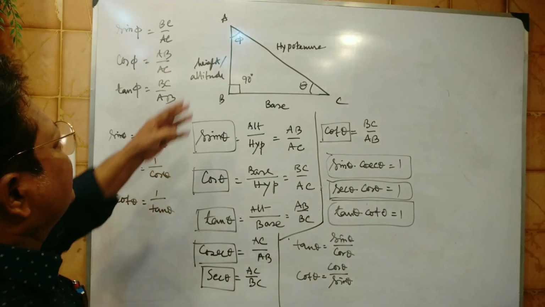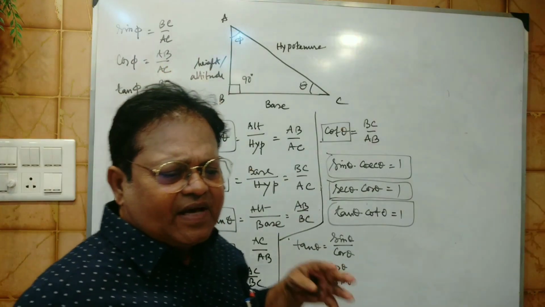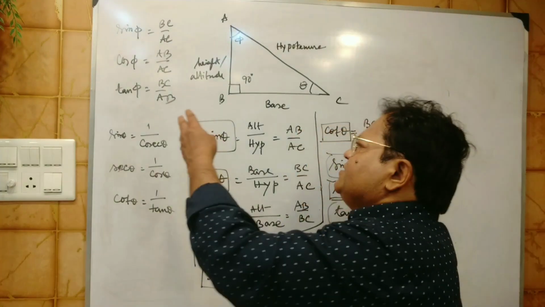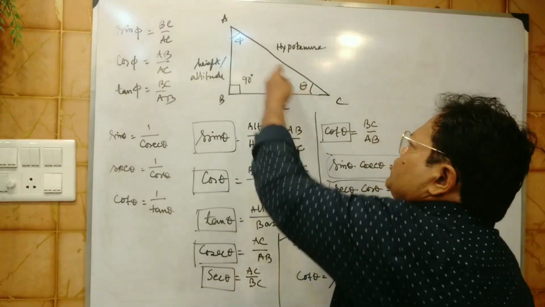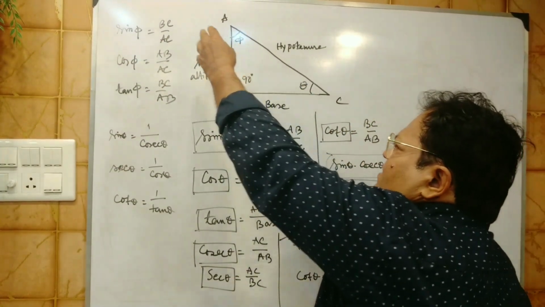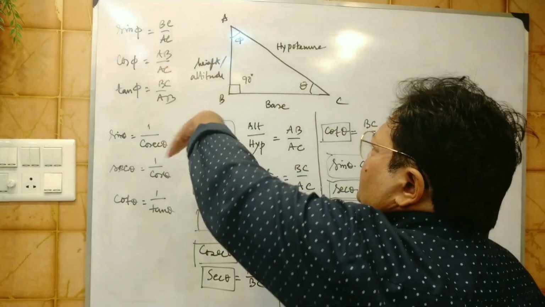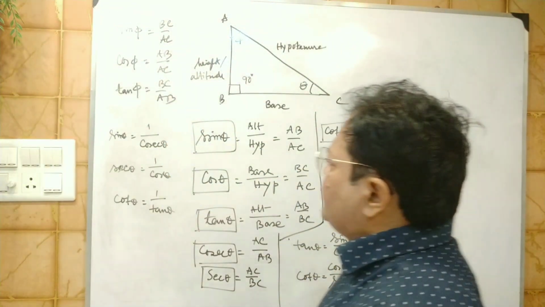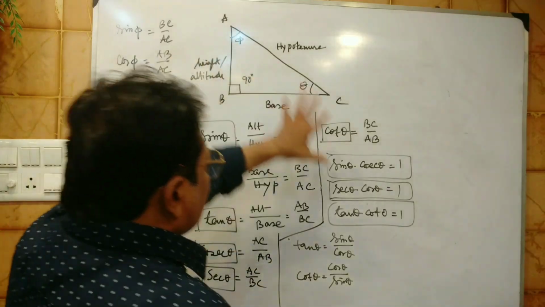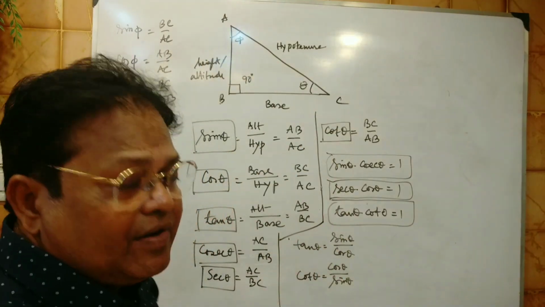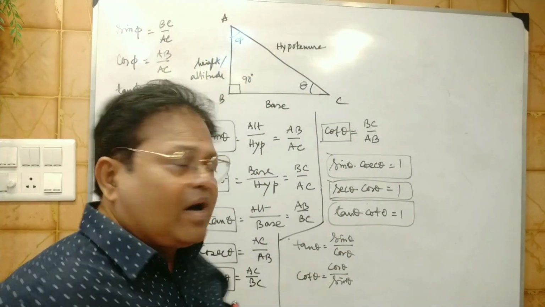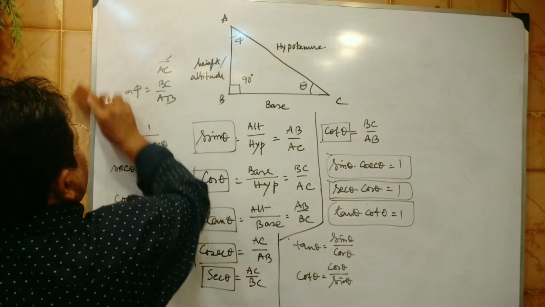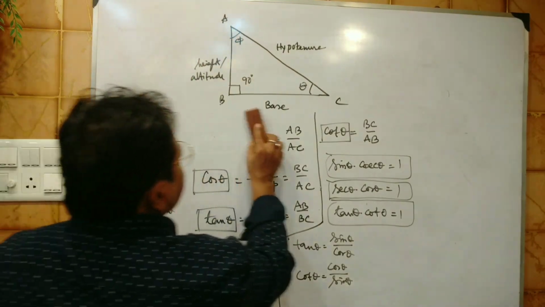In this way, the ratios will change if the angle theta changes. Suppose it is phi, then with the change of position, the ratios will change. This is all about the ratios of the total trigonometry. Now I will go to the identities part.